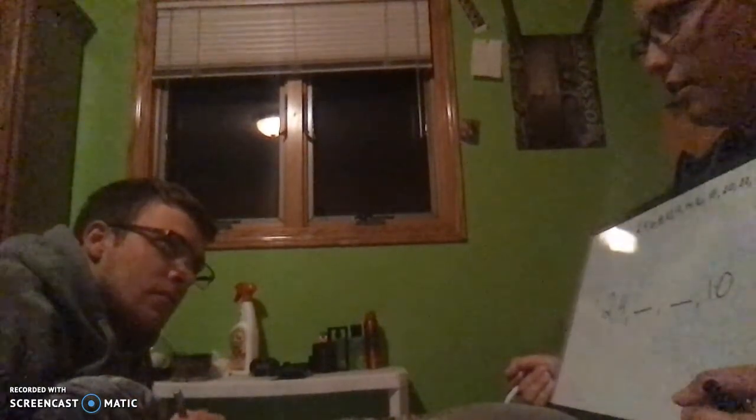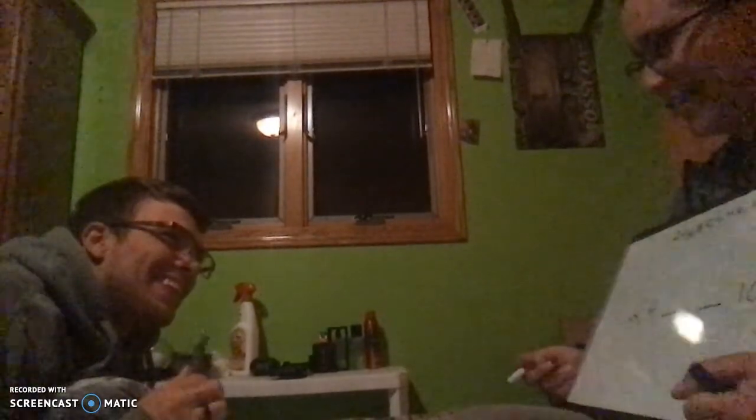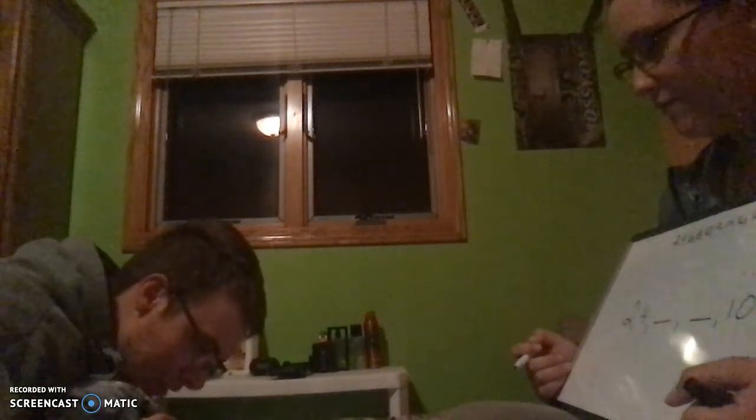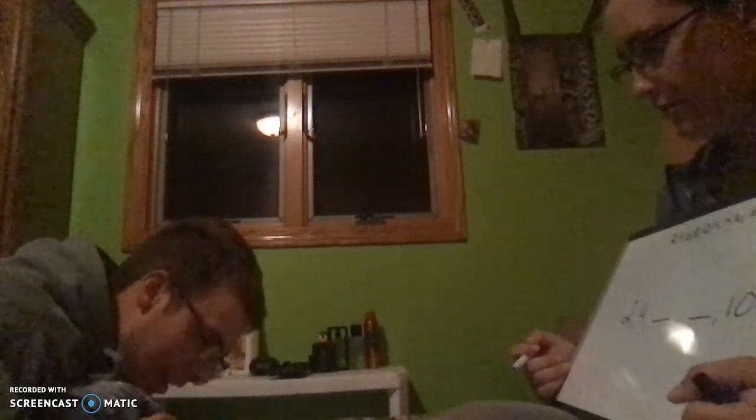We have 2, 4, blank, blank, 10. Does someone know what to put in those blanks? I do. Yes? What did you get? I got 2, 4, I would think 6, 8, and 10. Yes, so if you get a problem like this, you're really just counting by 2s. Perfect.